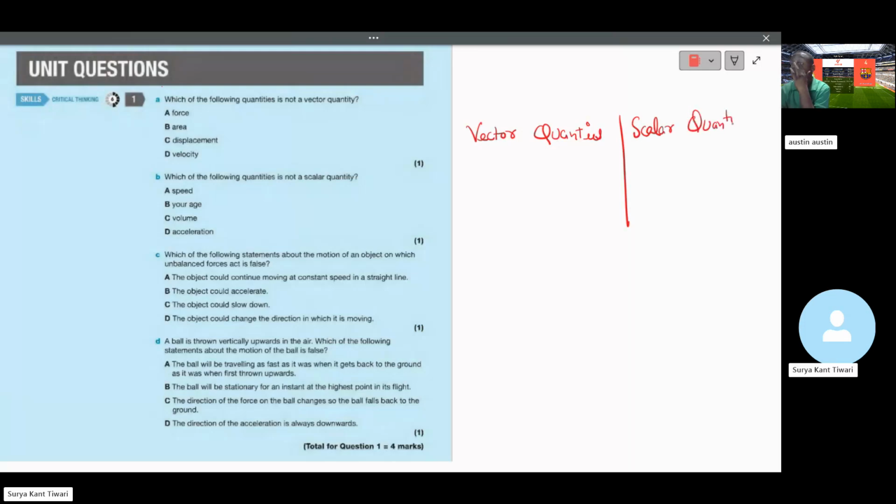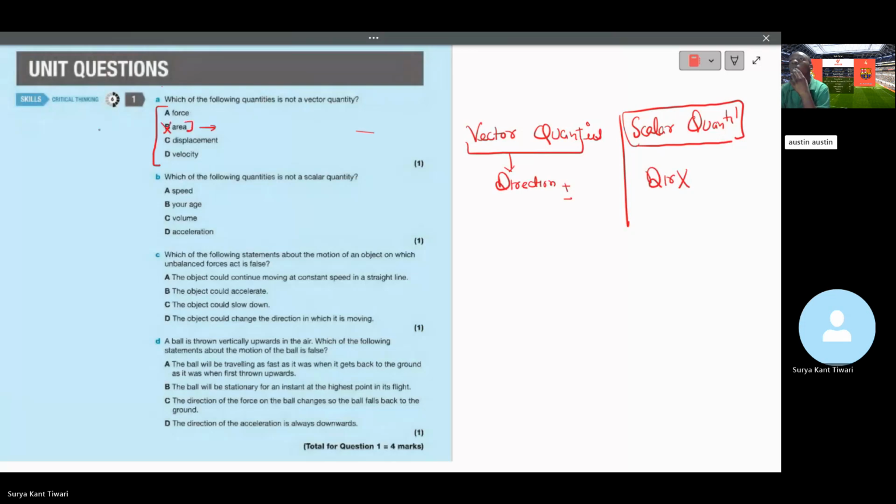The quantities for which you need to know the direction also, or there can be a plus or minus sign, become vector quantities. The quantities for which you do not need direction are scalar quantities. So they are asking which of the following is not a vector quantity. Area is not a vector quantity. For area, you don't need direction.